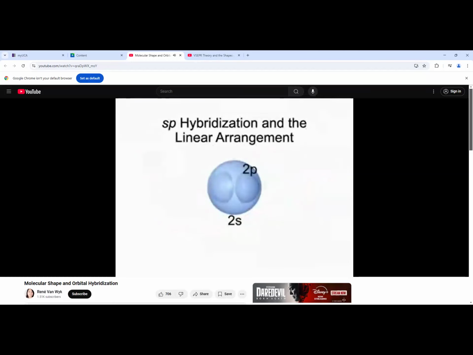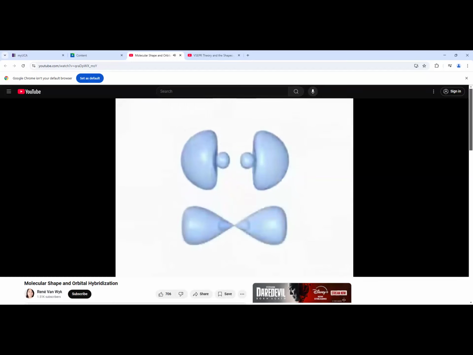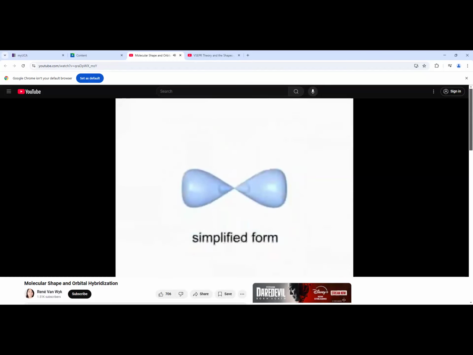A key point to note is that the number of atomic orbitals that mix always equals the number of hybrid orbitals that form. Here, two different atomic orbitals, one 2s and one 2p, mix mathematically to become two identical sp hybrid orbitals, each with one larger and one smaller lobe. The two orbitals face in opposite directions in the atom.